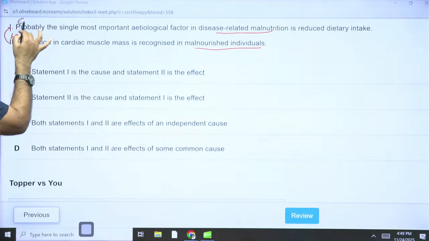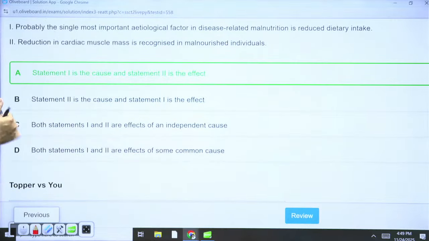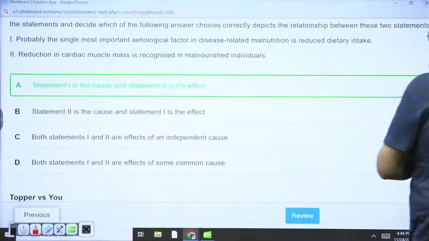So after because, this is the cause and this is the effect. So statement 1 should be the cause and statement 2 should be the effect. What do you think? Perfect, fine. 65 seconds. Okay, this was a good one actually.